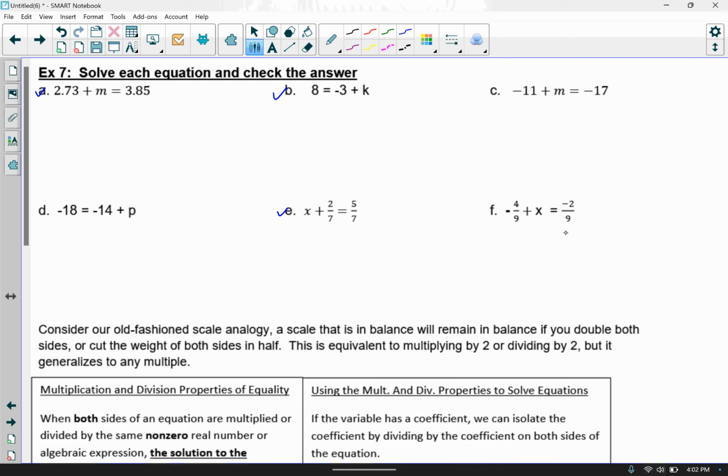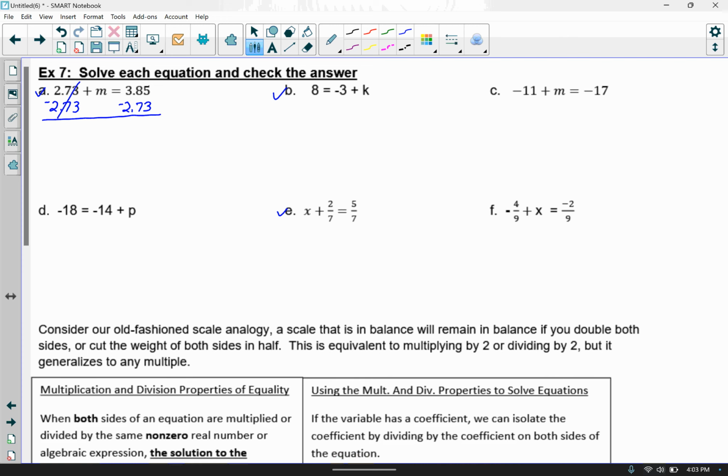So our goal here is to solve these equations, and it does say check the answer. I'll check the first one with you, but after that I'll let you do the check part on your own, okay? All right, so in letter A here, my goal is to solve for M. So you notice that 3.85 is already on the right-hand side, already all by itself. So I'm going to bring that 2.73 to the other side by doing the opposite. Right now it's a positive 2.73, so I'm going to subtract 2.73 from both sides.